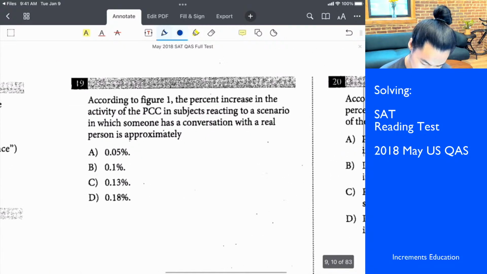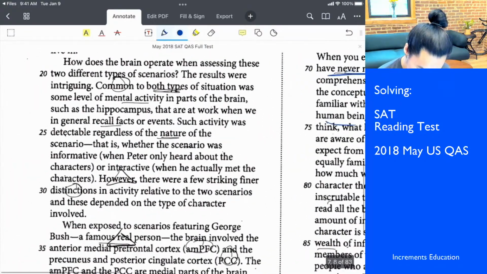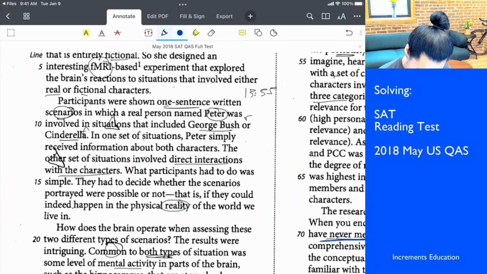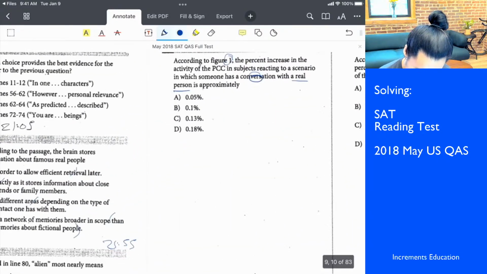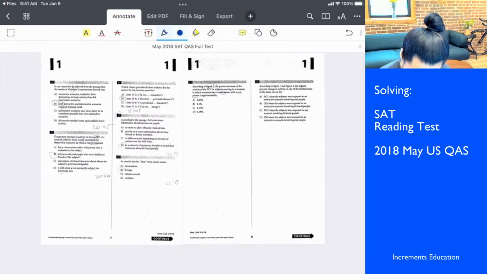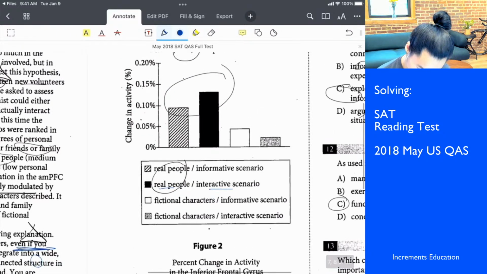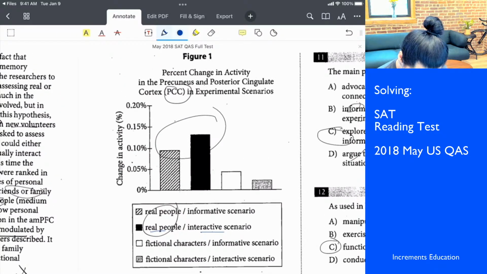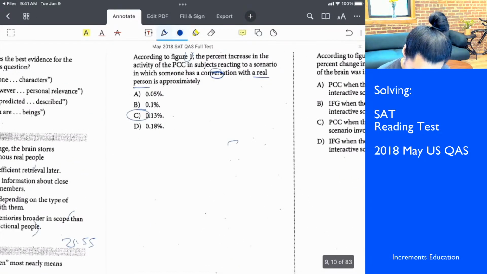Okay. The percent increase in PCC in figure 1, reacting in a scenario in which they have a real conversation with real. Okay, conversation with real. Hang on, is conversation interactive? Let me just double check. Yeah, conversation is interactive. Okay, so I'm looking at interactive, figure 1, real. Interactive, real. So that's black. That's 0.13. Okay, so that's 2255.